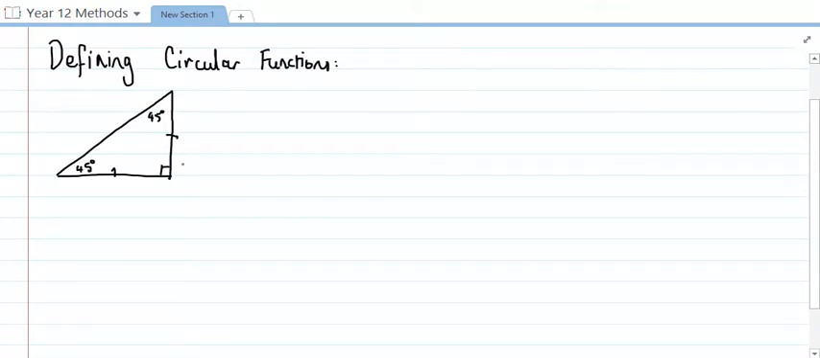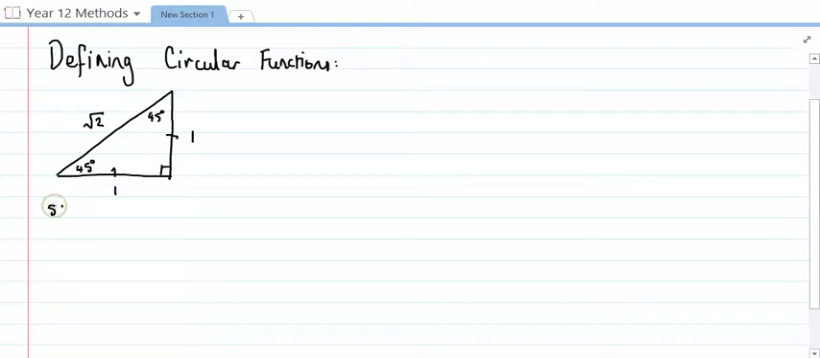And this one, it has a height of 1 and a base length of 1. So using Pythagoras' theorem, we can quite quickly and easily figure out that the hypotenuse of this one is going to be square root of 2 in length. So using this, we can really quickly and easily come up with values for sine theta and cos theta.